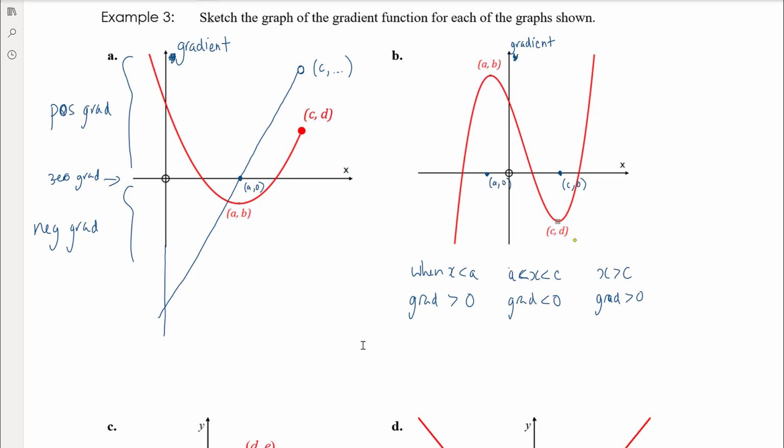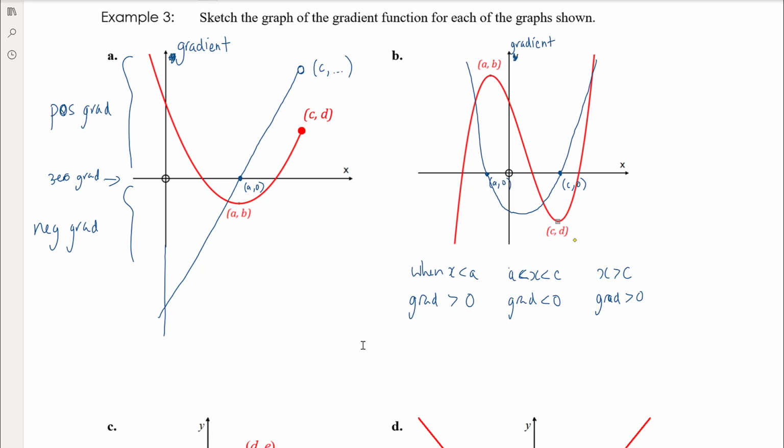So a parabola that needs to be above the x-axis when x is less than a, below the x-axis when x is between a and c, and above the x-axis after that. Again, I don't have enough information to know the steepness of that parabola, or exactly where the y-coordinate of the turning point would be. But I should have definitely a parabola drawn.